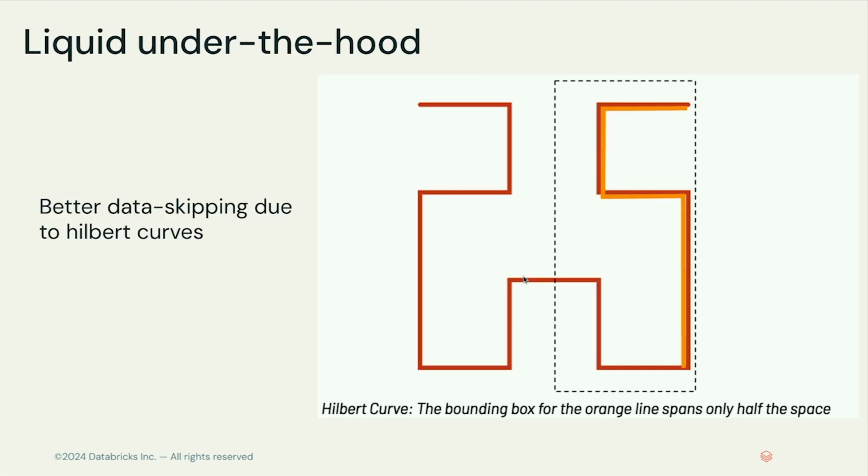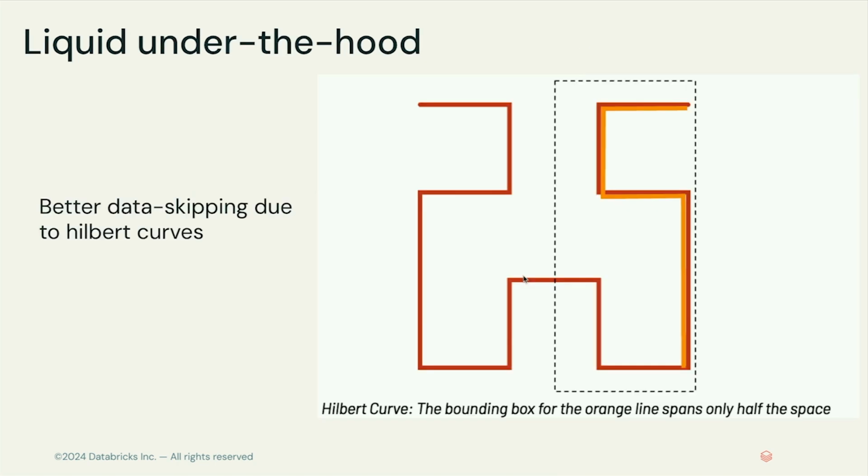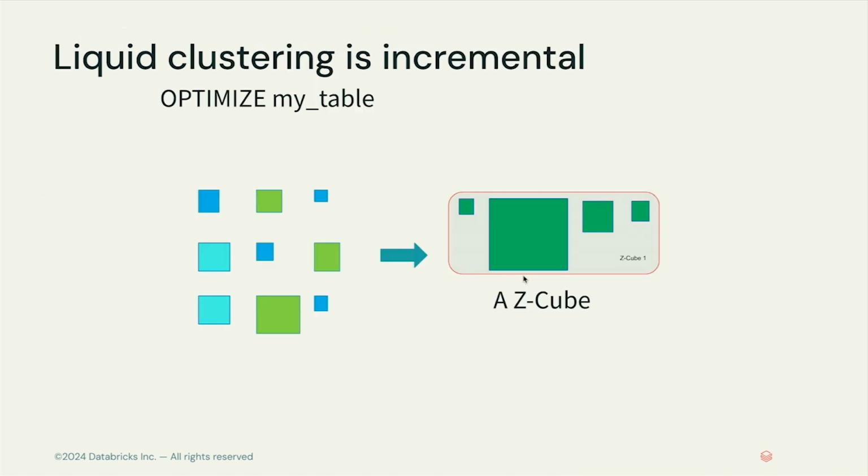And Liquid under the hood actually uses a better algorithm for organizing the data and better data skipping. With Z-order, it uses a Z-sort. With Liquid, we actually use a Hilbert curve, which allows for better data skipping. It has better properties when you get to higher dimensions. Now, the Liquid clustering I mentioned creates an incremental experience when you optimize.